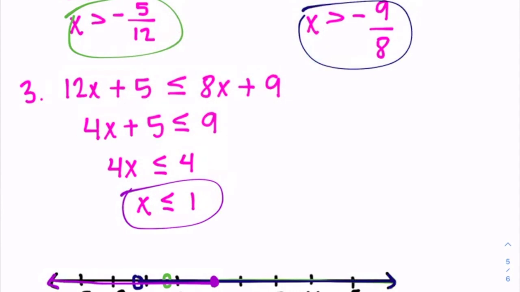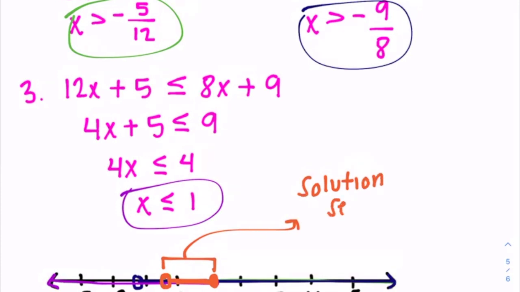Okay, now that all three sets are on the number line, we're going to take the part where all three overlap, and that is our solution set. So we'll have an open circle at negative 5/12 and a closed circle at 1.